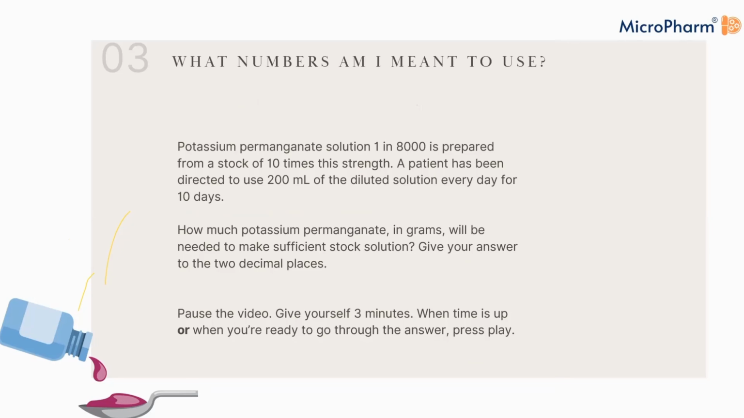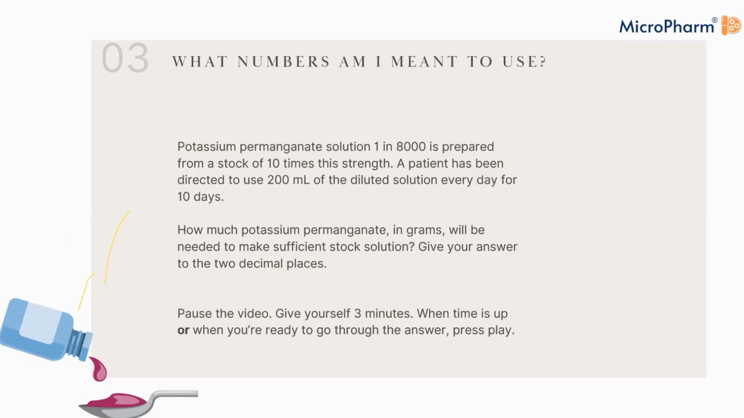Potassium permanganate solution, 1 in 8,000, is prepared from a stock of 10 times this strength. A patient has been directed to use 200 ml of the diluted solution every day for 10 days. How much potassium permanganate in grams will be needed to make sufficient stock solution?